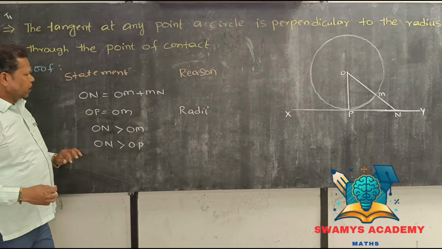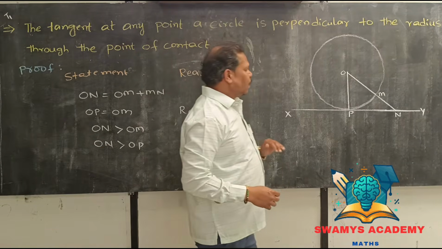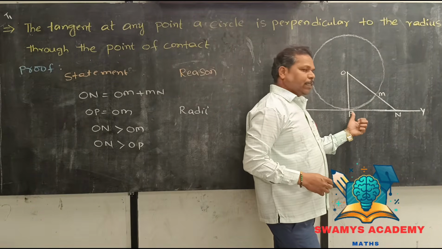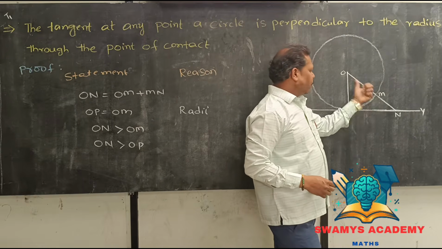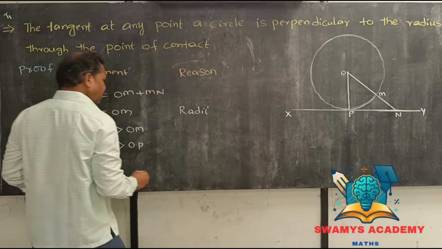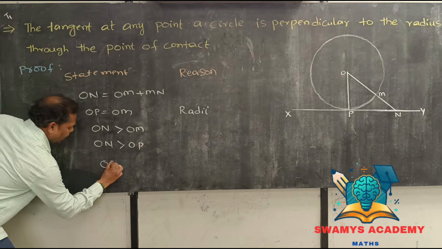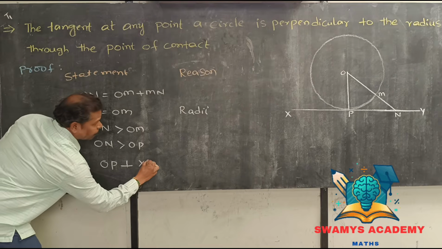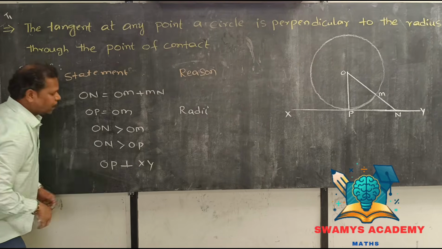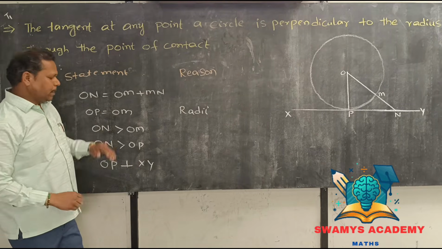So we can give the conclusion: OP is the shortest side, and OM is also shorter than ON. So the conclusion we can give is OP perpendicular to XY. Hence proved.